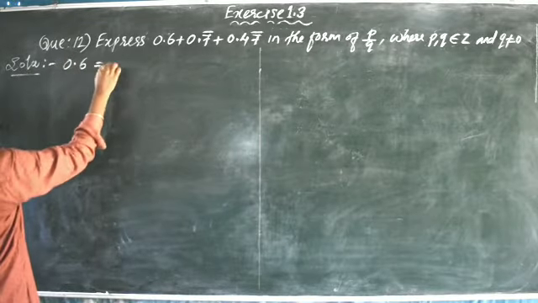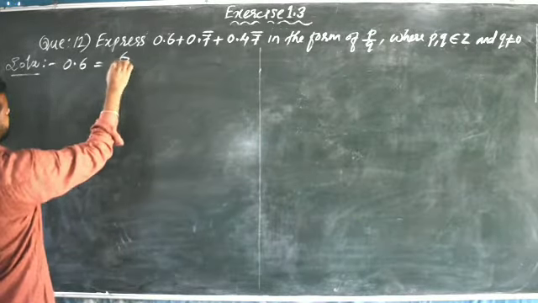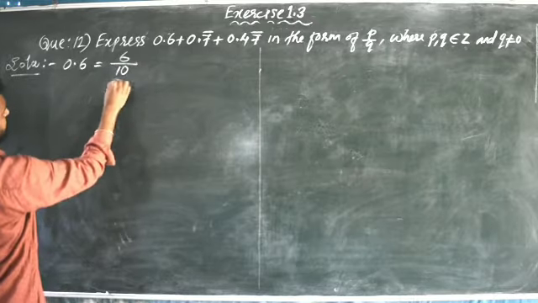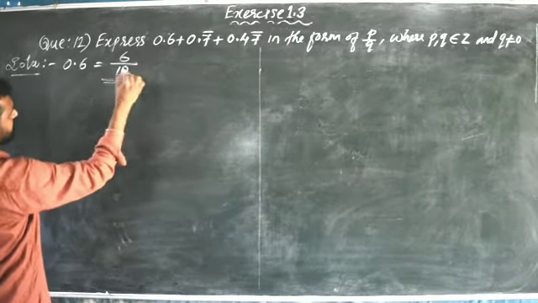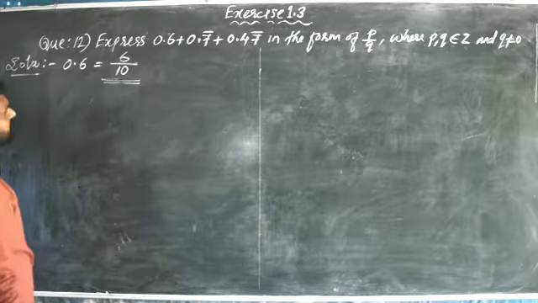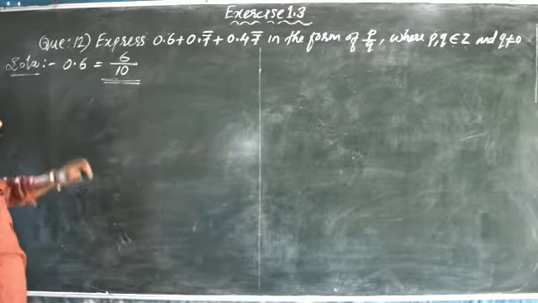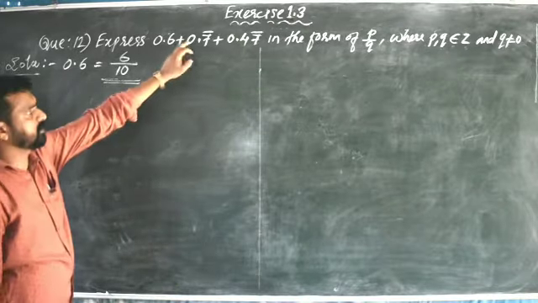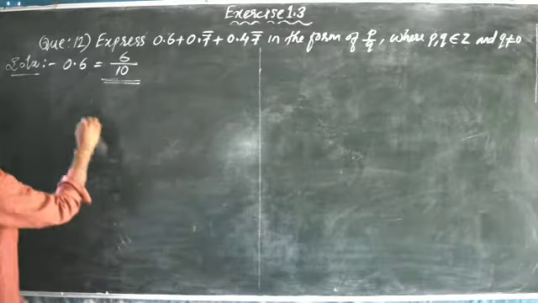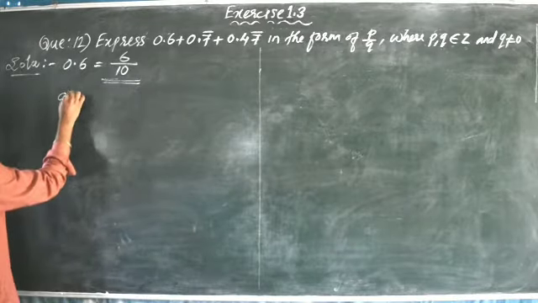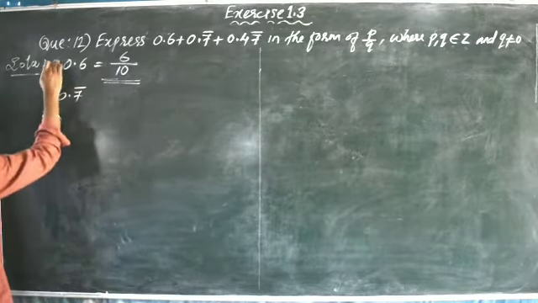0.6 is equal to, what is the answer? 6 divided by 10. 0.6 is equal to 6 divided by 10. Directly we can write that. 6 divided by 10 is equal to 0.6. Now the second one, take 0.7 bar.